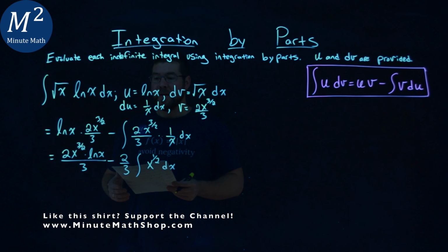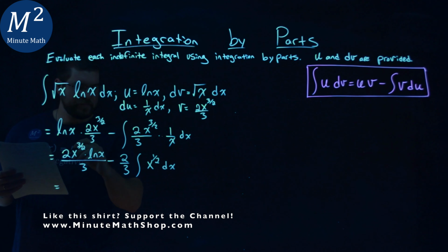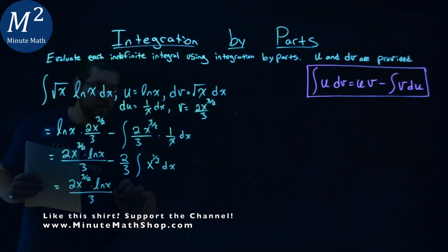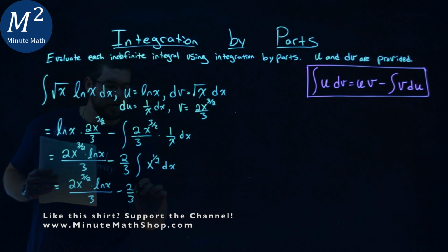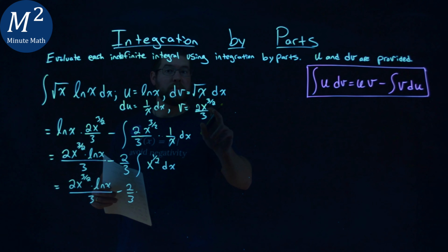So continuing on, we need to keep going. So this stays the same. We keep it out here. 2x to the 3/2 times natural log of x over 3 minus 2/3 times the integral of x to the 1/2 power, which we already found.